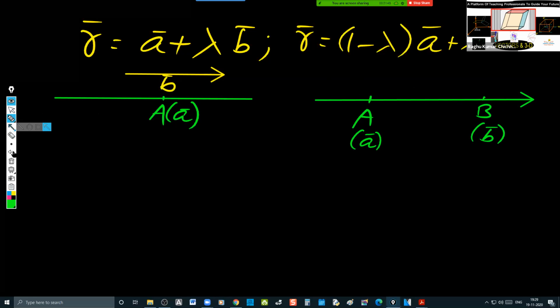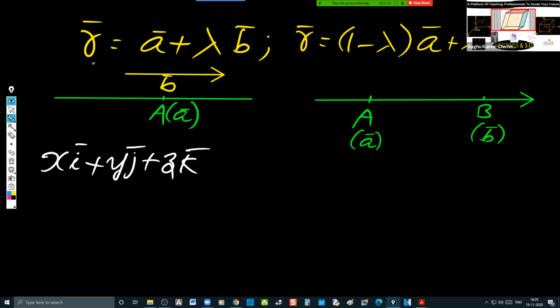What is that I said? Please respond, both of you. What is that I said about r bar? Very important point, please. r bar is a plus lambda b. xi plus yj. If we want to convert this to 3D form, r bar is a general point in vectors, Kaushik, and xyz is a general point in 3D. This is what you have to understand.